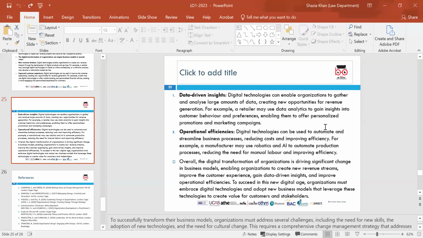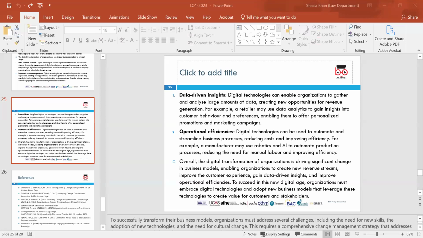Data-driven insights. Digital technologies can enable organizations to gather and analyze large amounts of data. For example, a retailer may look at data analytics to gain insight into customer behavior, and it may be looking at marketing campaigns. And operational efficiencies: part of the digitalization transformation is to improve overall efficiency and to make sure that business processes and costs are efficient, and to make sure they're improving productivity and efficiency.